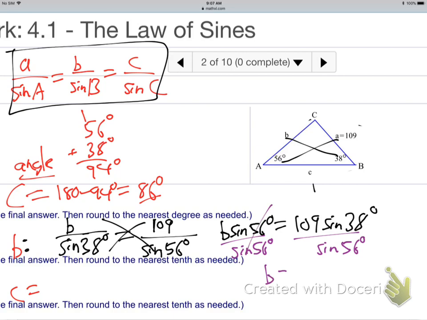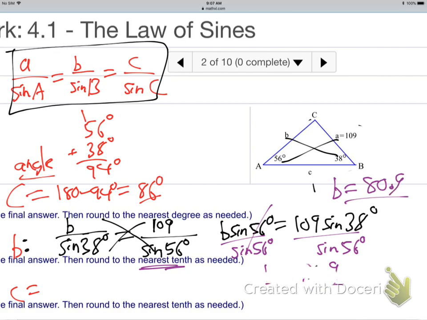Boom. Hit the buttons on your calculator. I didn't bring mine. Somebody have that? What's 109 sine 38 over sine 56? Anybody got it? 80.9, thank you. Says round, or what does it say? Round to the 10th. Yes, that'd be to the 10th. Even once it says nearest 10th, so that's 1 decimal point. There we go. 80.9. Is that good? Maybe I better move it up here so there's room for the next one.